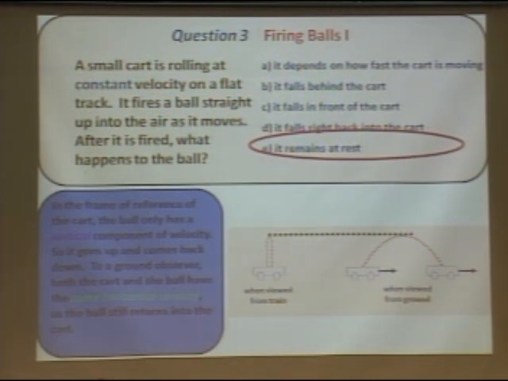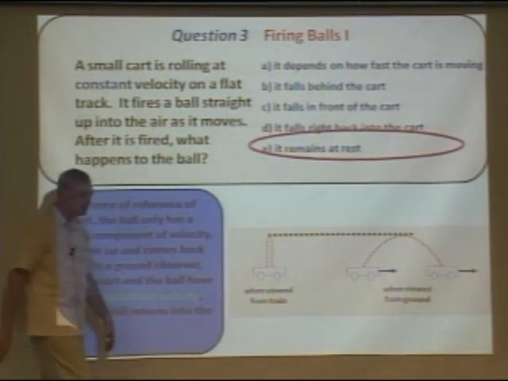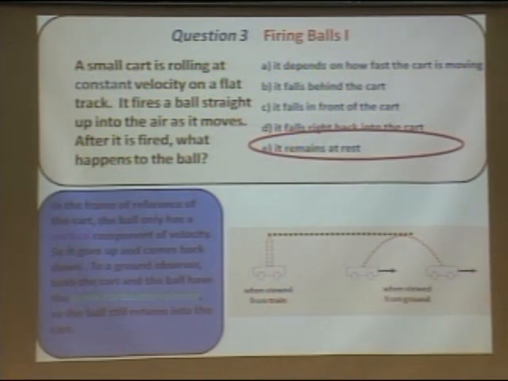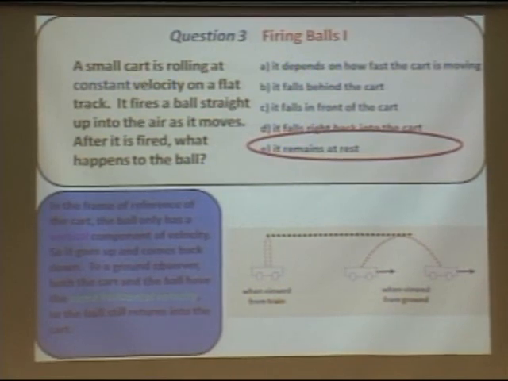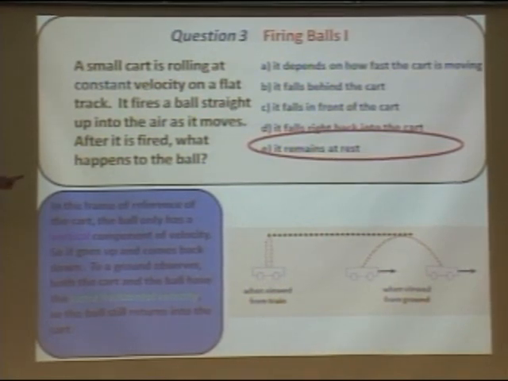Why does it say it remains at rest? To a ground observer, okay, so it moves. What? I didn't do that. I said it falls right back into the cart. That's a mistake. I got to send that to the publisher. It falls back into the cart. I don't know why they circled it remains at rest. That's wrong. Okay.